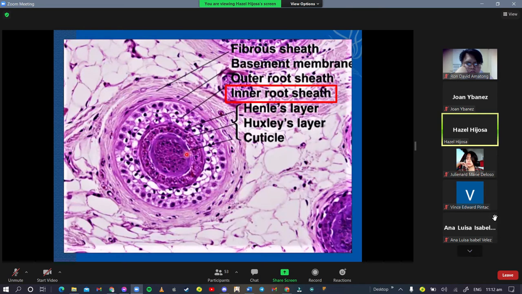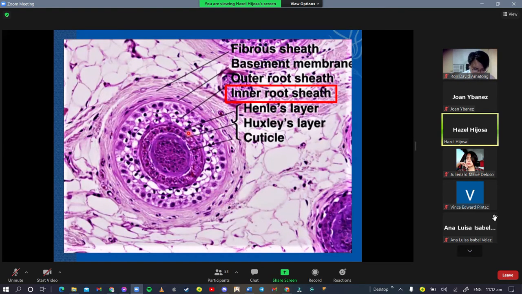The innermost layer is known as the cuticle. This is similar to the hair cuticle, which is also composed of squamous cells, but their overlapping edges are pointing downward. Then the middle layer of the internal root sheath is known as the Huxley's layer, which is composed of about 1 to 2 layers of flattened cells. And the outer layer is a single layer of cuboidal to elongated cells. This is known as the Henle's layer.